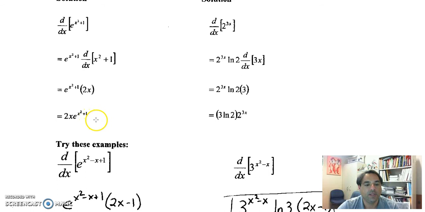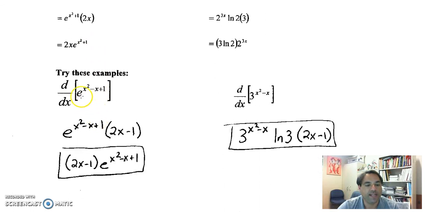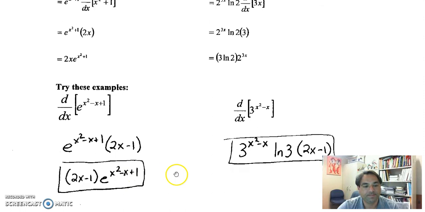So our next example of this one, if I had e to the x squared minus x plus 1, how would we take a derivative of an e? Step 1, rewrite it. E to the x squared minus x plus 1 times, make sure it's in parentheses, the derivative of the exponent. Derivative of x squared is 2x. Derivative of negative x is negative 1. And the derivative of 1 is 0, so your final answer would be, in parentheses, 2x minus 1 times e to the x squared minus x plus 1.